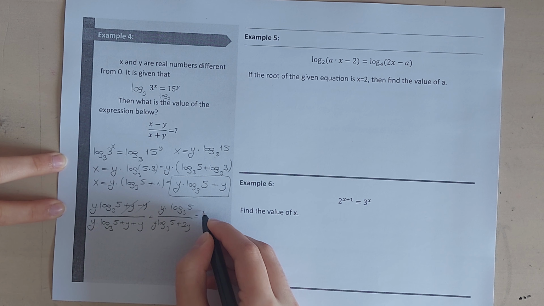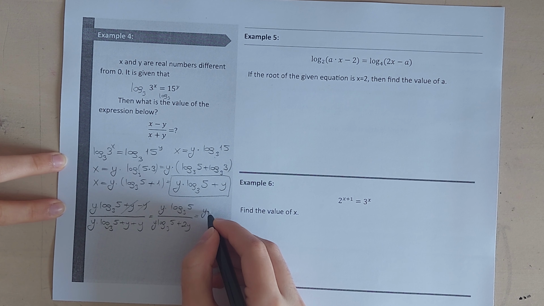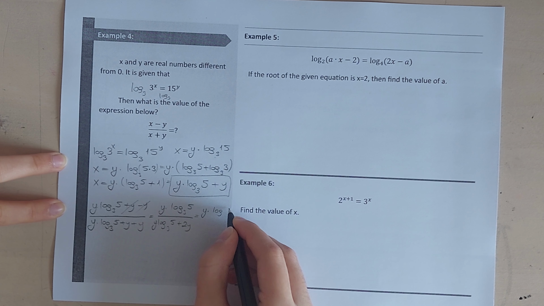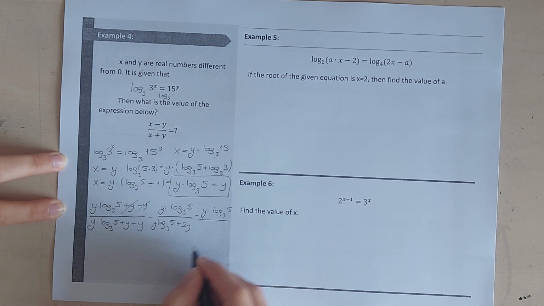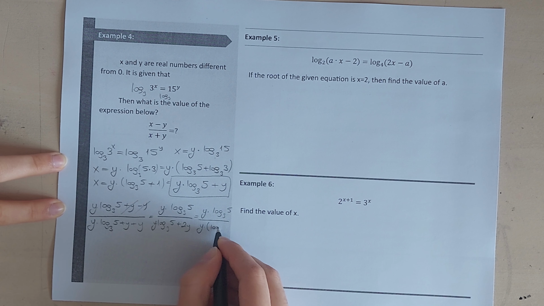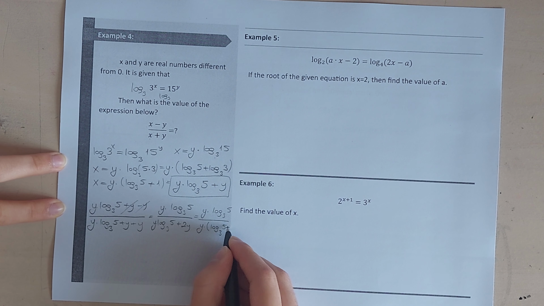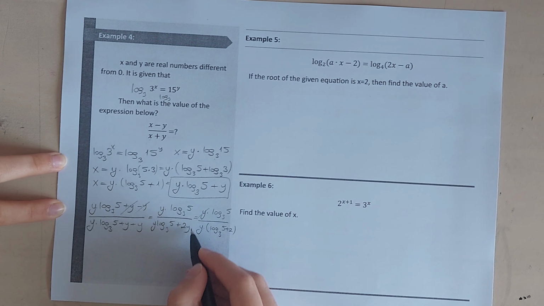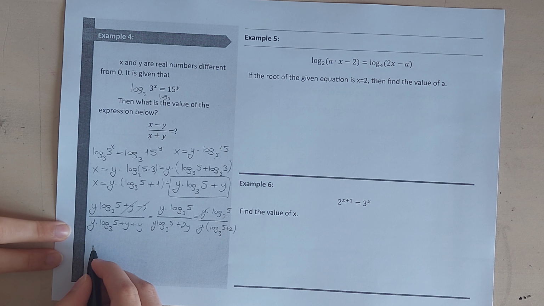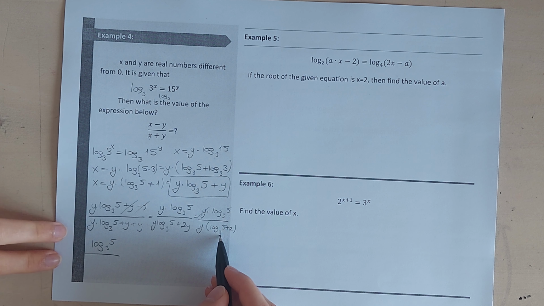And if I take y into common parentheses here, the numerator is logarithm of 5 to the base of 3. And the denominator, if I take y into common parentheses, is y times logarithm of 5 to the base of 3 plus 2. These y's will cancel each other, and I'm only left with logarithm of 5 to the base of 3 over logarithm of 5 to the base of 3 plus 2.